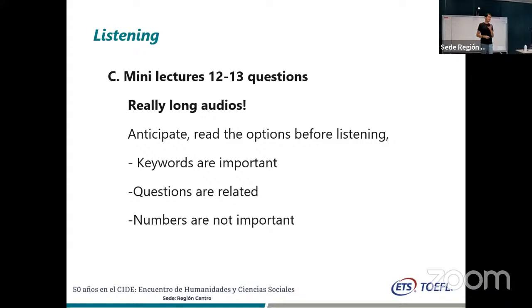Here we have a mini lecture. What is a lecture? A class or a mini class. They are really long audios. So if you're not familiar with listening to 5 minutes of people speaking, students get lost, okay? They are really long, so get used to listening to long audios. One more time: anticipate, read the options before listening, the same as before. Keywords are important, questions are related, and sometimes numbers are important here, okay?